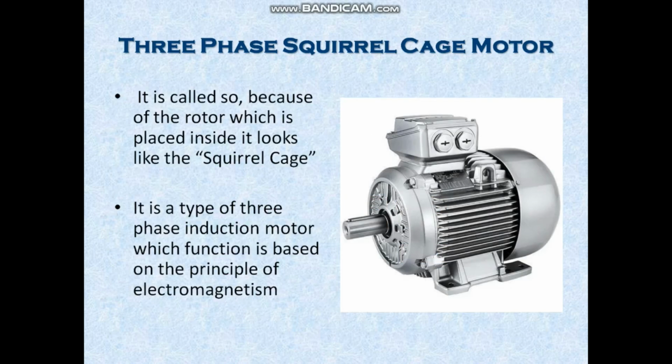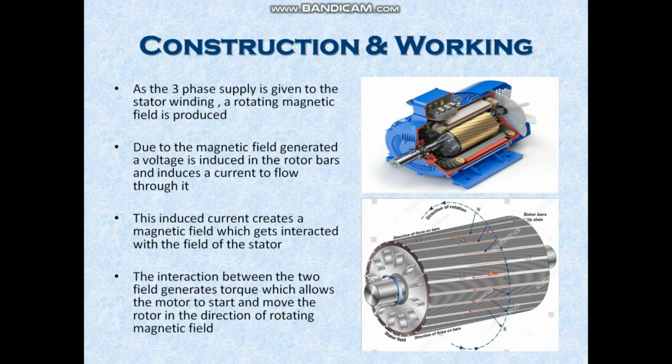Three-phase squirrel cage induction motor. It is called so because the rotor placed inside it looks like a squirrel cage. It is a type of three-phase induction motor whose function is based on the principle of electromagnetism. Now, let's see its working principle.